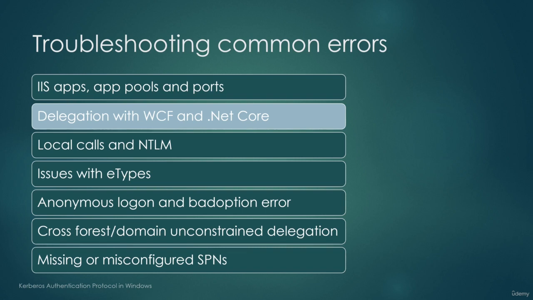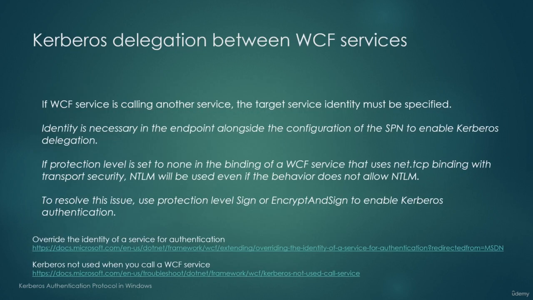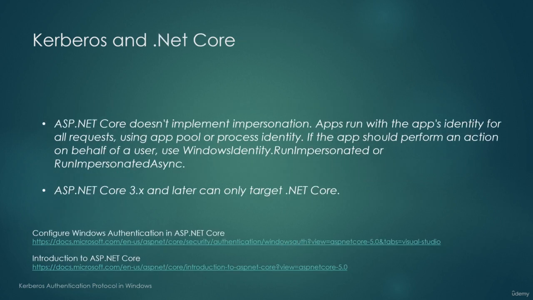There are several problems related specifically to WCF and .NET Core applications. If a WCF service is calling another service, the target service identity must be explicitly specified. We need to specify the protection level, sign or encrypt and sign, in the binding of a WCF service that uses net.tcp binding with transport security.